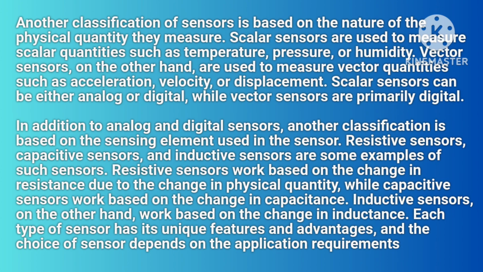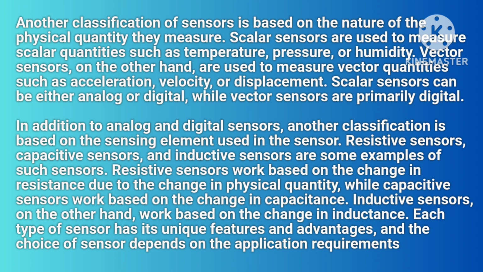Another classification of sensors is based on the nature of the physical quantity they measure. Scalar sensors are used to measure scalar quantities such as temperature, pressure, or humidity. Vector sensors, on the other hand, are used to measure vector quantities such as acceleration, velocity, or displacement. Scalar sensors can be either analog or digital, while vector sensors are primarily digital.